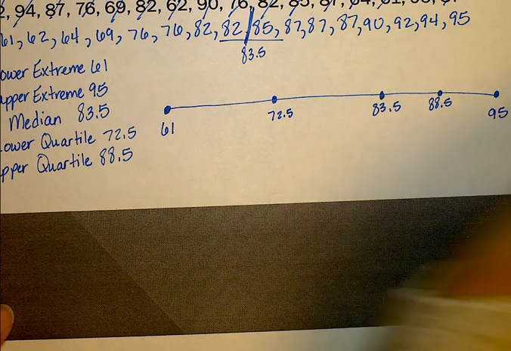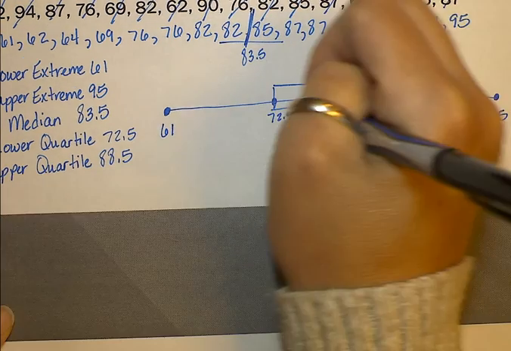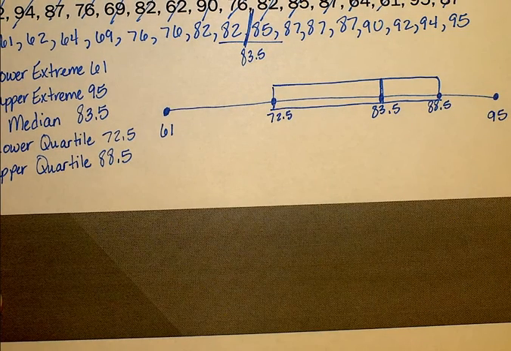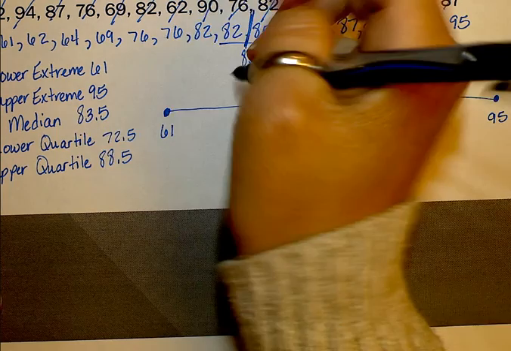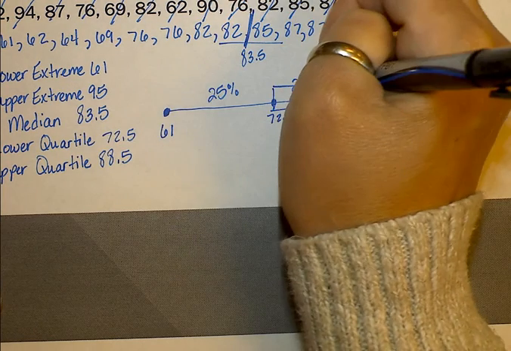At this time, we can now draw our box. And there's our median number. That is our box and whiskers. Again, remembering that each section is worth 25%.